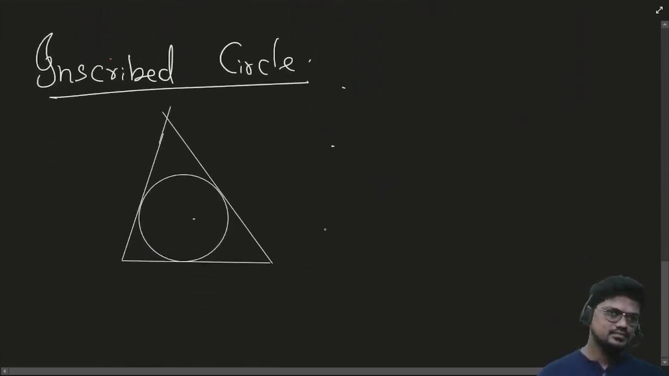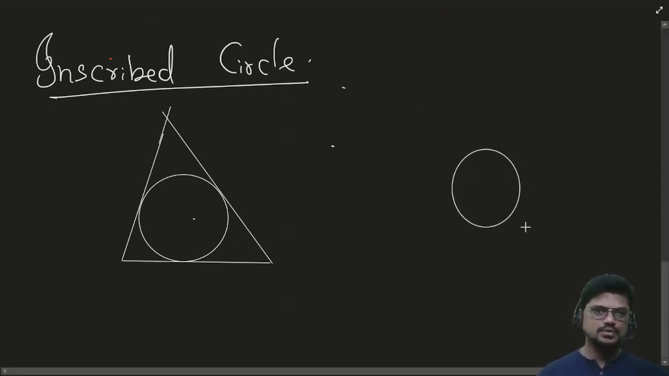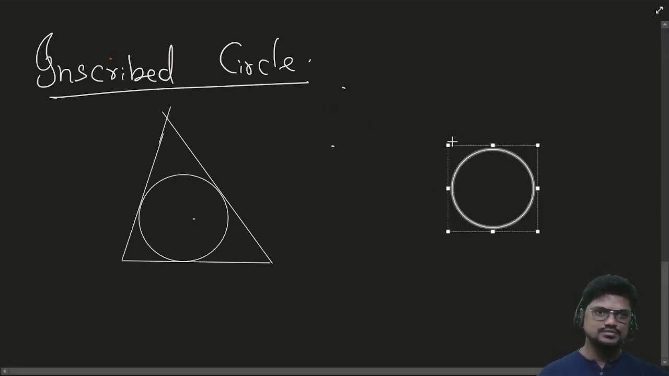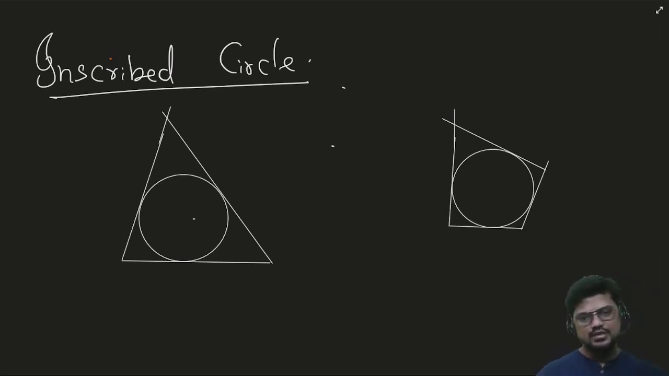Fine? So is it possible for a quadrilateral? Yeah, it is possible for a quadrilateral also. See over here, I'll draw it. Suppose you have a circle like this, and it can be a quadrilateral also, like this. Got it? Yeah, it can be a quadrilateral also. Fine. Now the next.